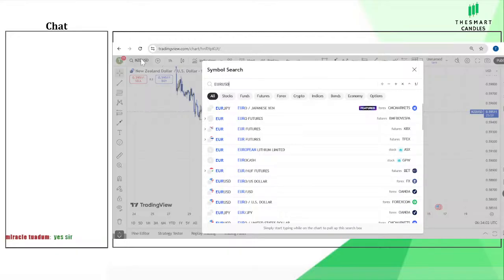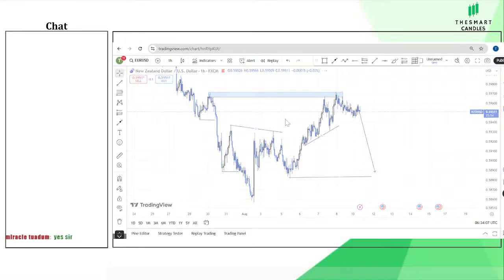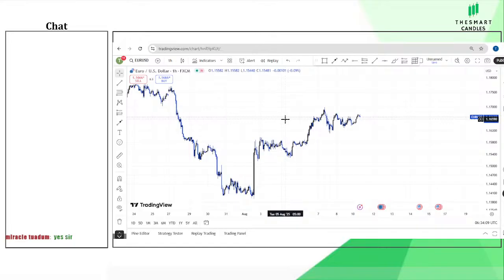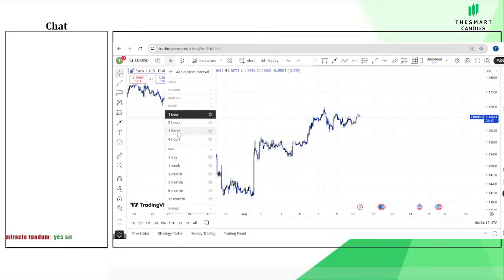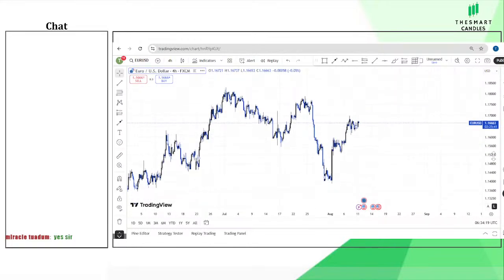So let's look at EU, then we'll look at GU. I think I will not look at Ethereum. We only looked at BTC. So looking at EU, we'll look at the 4 hours time frame. So looking at EU from the 4 hours time frame, what can we see?